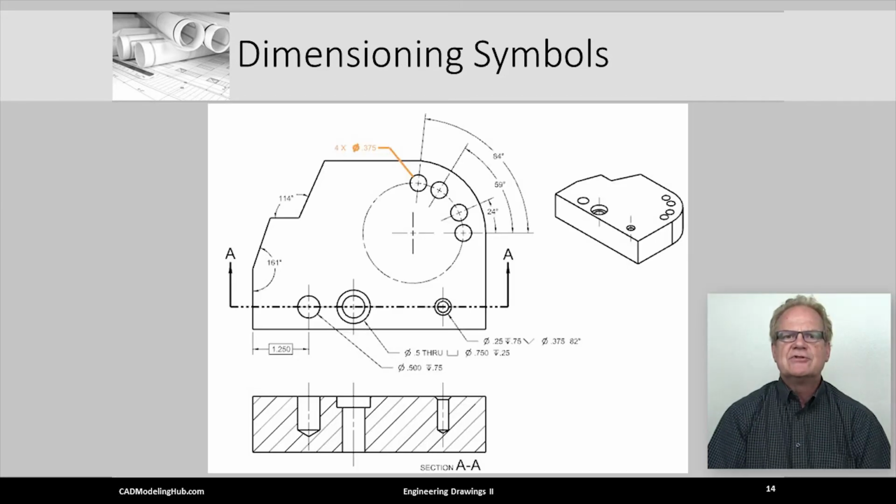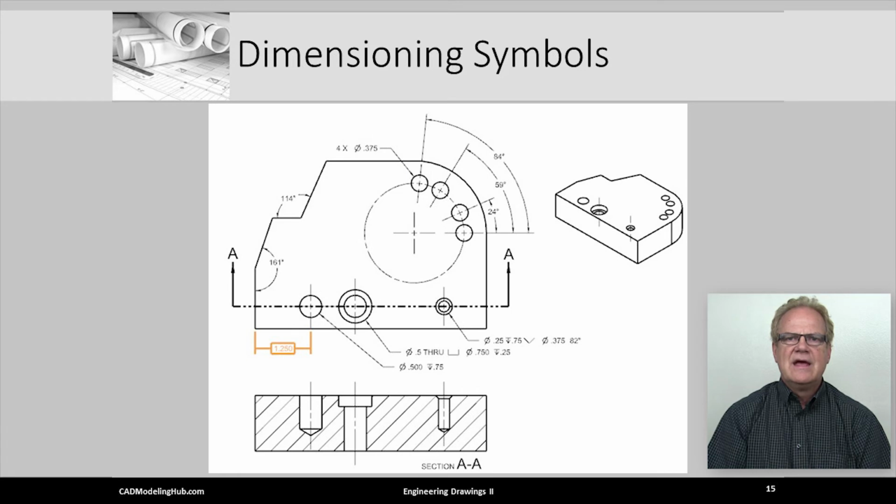The highlighted dimension uses both the by and the diameter symbol to indicate there are 4 holes of diameter 0.375 inches. This highlighted dimension has a box around it. When you see or create a dimension that looks like this, it means the dimension is basic and does not have the general tolerance applied to it. More on this when we get into our lectures of geometric dimensioning and tolerancing.